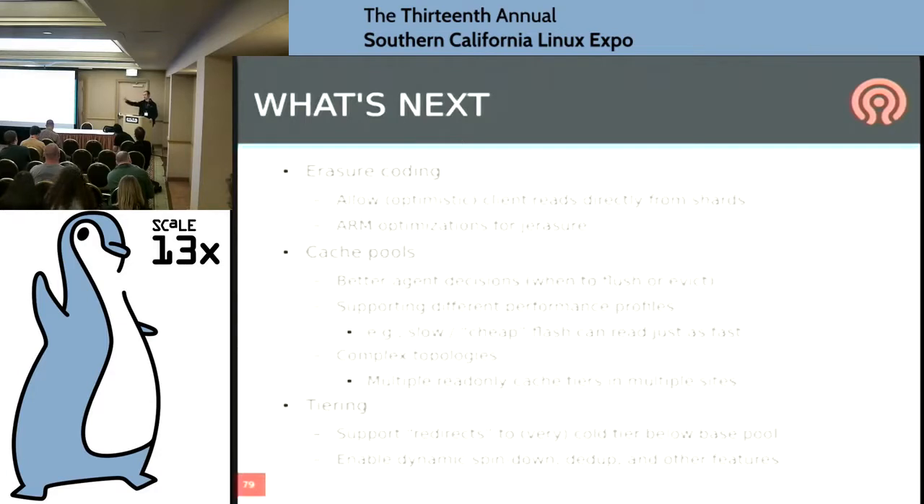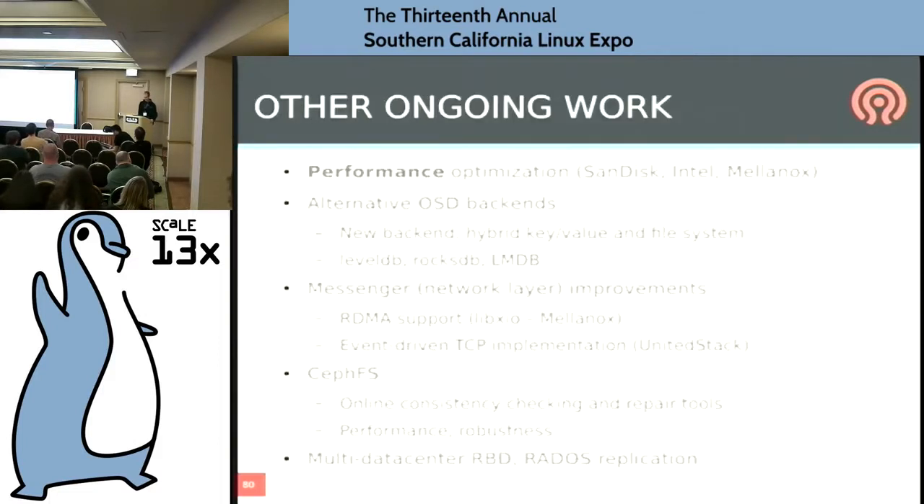Maybe it's a really cold pool that's like the 22 plus 8 erasure coded tier or something like that. Or maybe it's off on a tape library, or off on some other cloud storage servers, and integrate that into the system because that'll enable lots of other interesting architectures. There's lots of other ongoing work in the Ceph ecosystem.